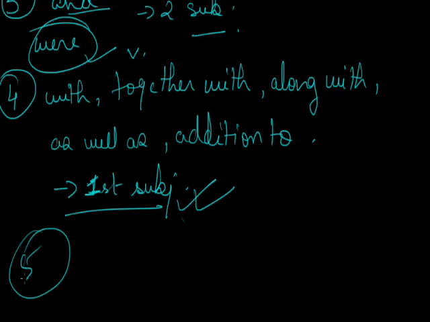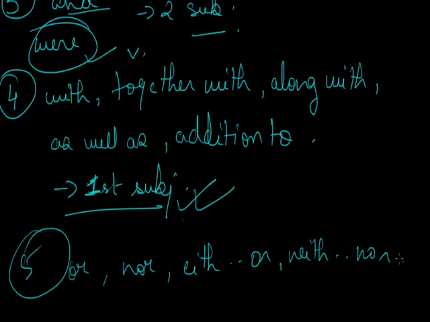Coming to the next rule, that is rule number five. If the subject is made up of both singular and plural words connected by or, or connected by nor, either or, neither nor.